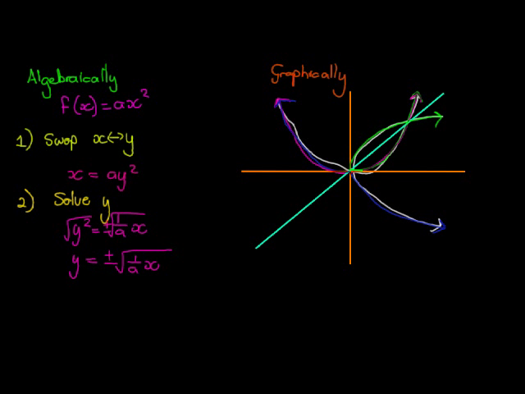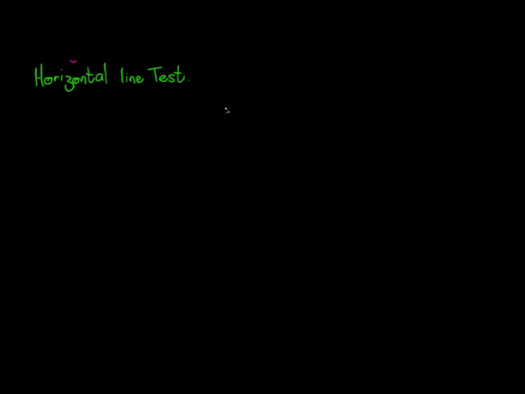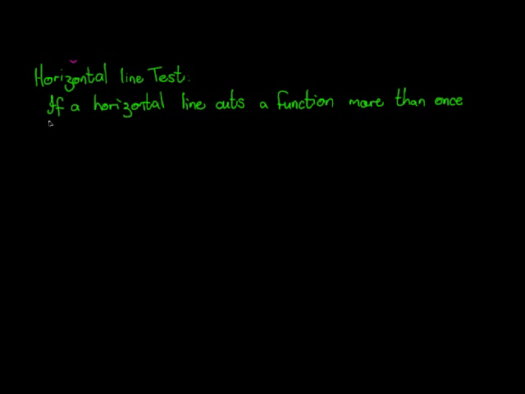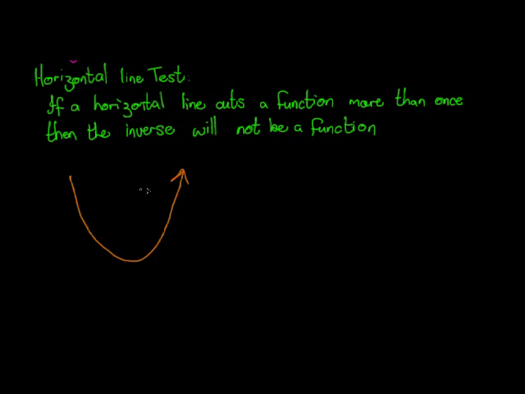Well, of course, it's called the horizontal line test. The horizontal line test simply states that if a horizontal line cuts a function more than once, then the inverse will not be a function. So you notice that if I draw a parabola, whether I draw it this way or this way, any horizontal line that I now draw will cut it more than once.